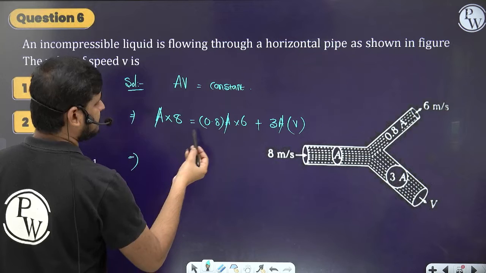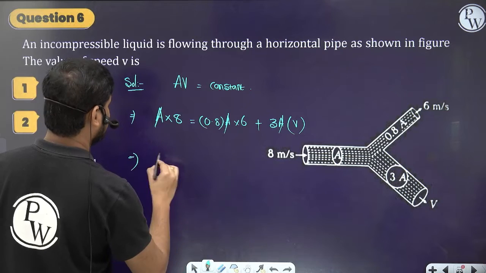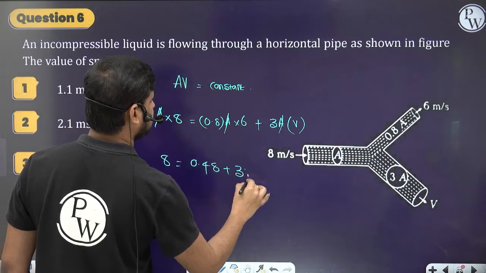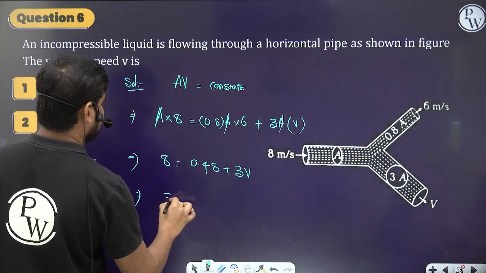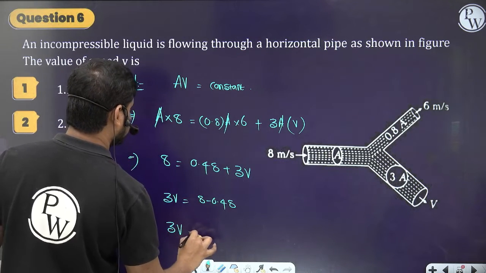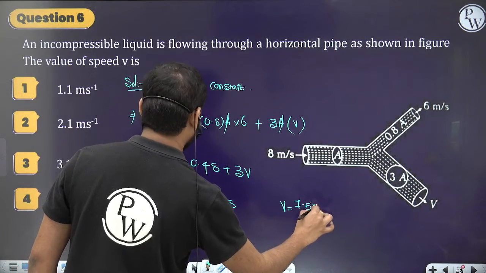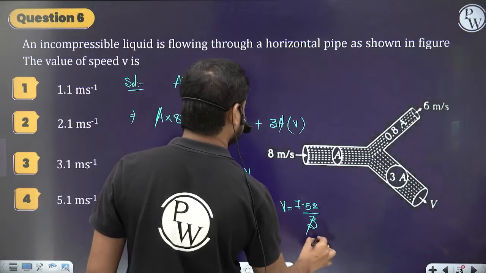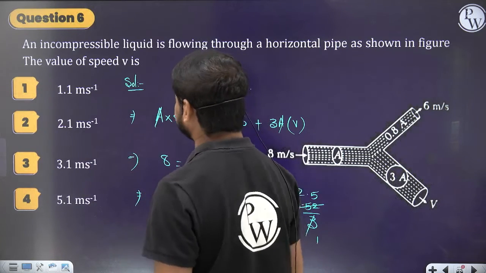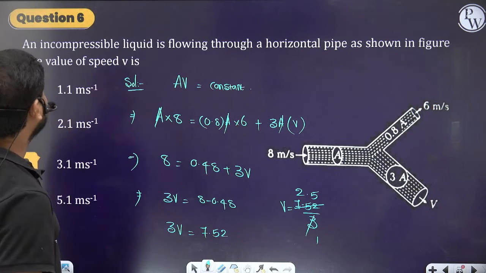So simply this comes out to be, 8 is equal to 0.48 plus 3V. So then 3V is equal to 8 minus 0.48. So 3V is equal to 7.52. So V is equal to 7.52 by 3. In 3 ones are 3, 2s are 6, and then 5, 3 5s are 15, so 2.5 something like that. So approximately, could there be any calculation mistake, right?